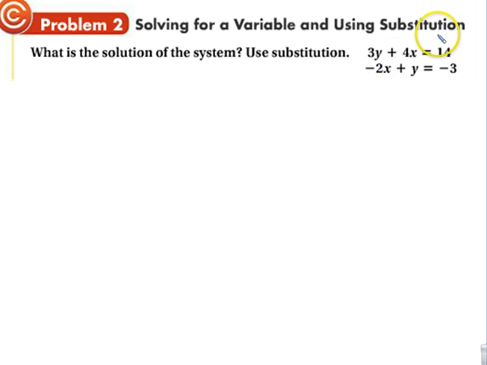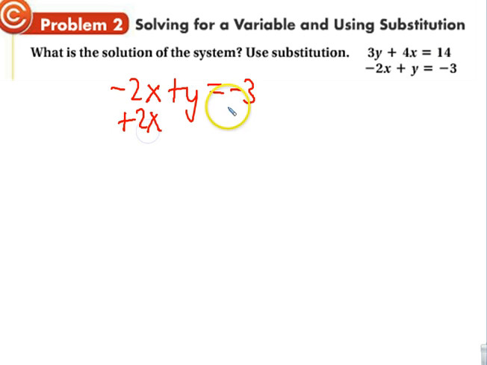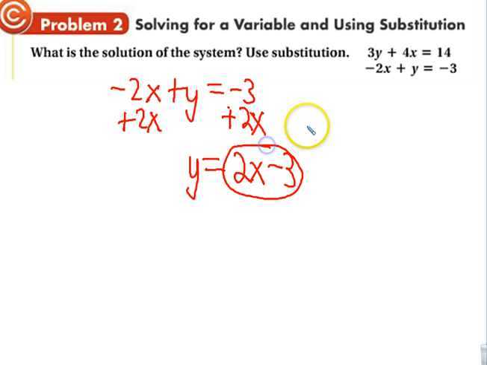Now notice these. Neither of them have y equals or x equals, so I need to pick. If I look at this bottom one, I see the letter y with a 1 in front, so I'm going to solve for that one. Negative 2x plus y equals negative 3. I'm going to add 2x to both sides, so I get y is equal to 2x minus 3. I'm going to take this and plug it in to the first equation for letter y.